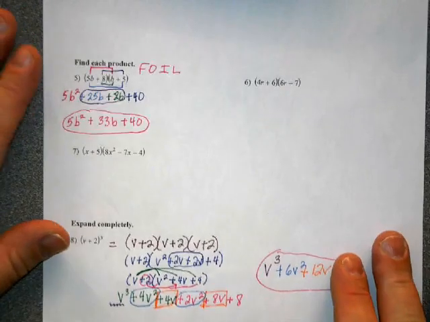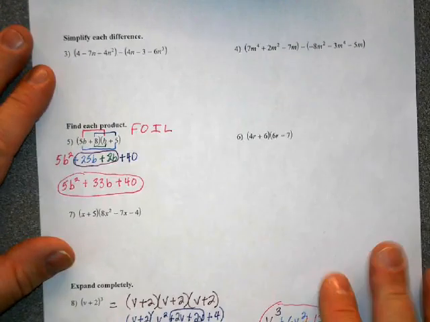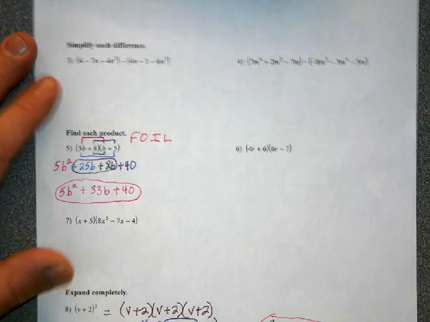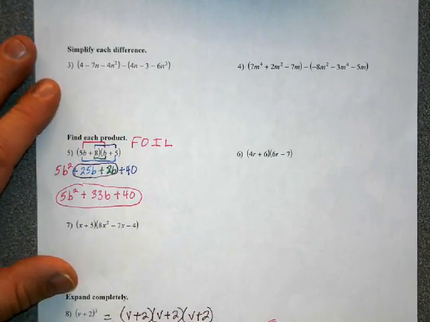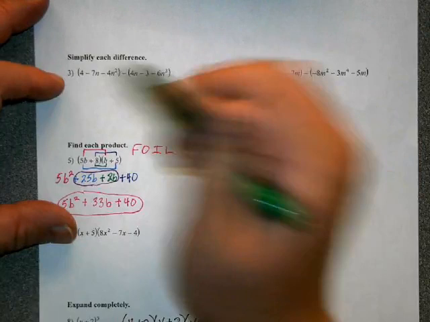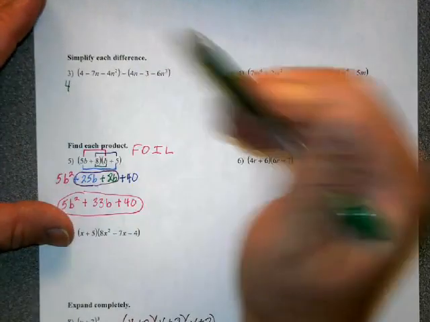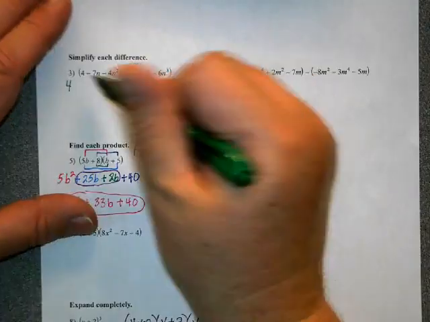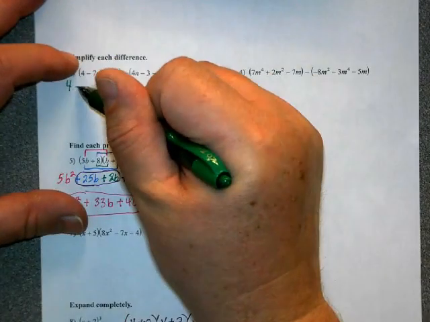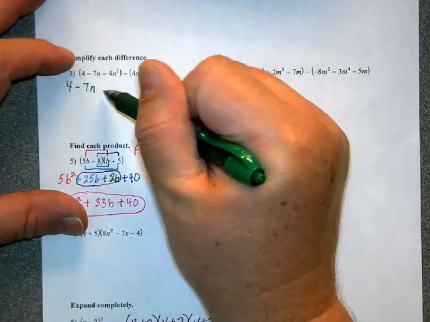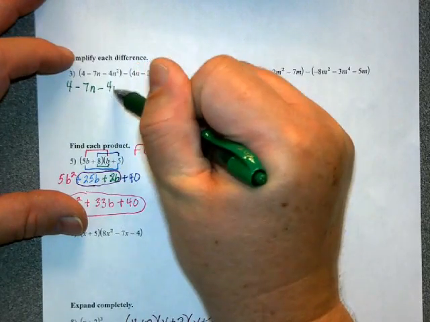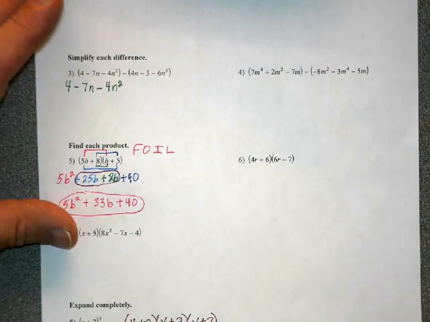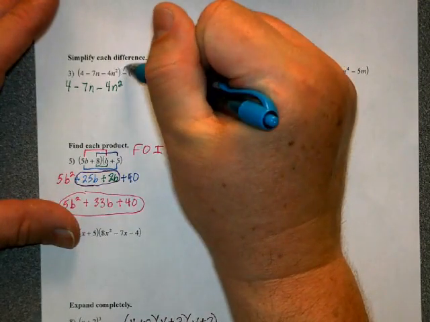Okay, number 3. Let's see if I can give you a hint on number 3 instead of doing the whole thing. Oh, I know what you could do. I like to rewrite these problems, even if they're just addition and subtraction. So I have 4 minus 7n minus 4n squared. What do I have to do with that minus sign? Yeah, so you change the sign.